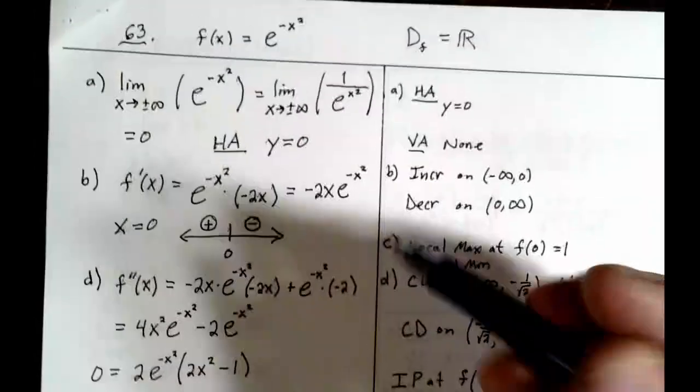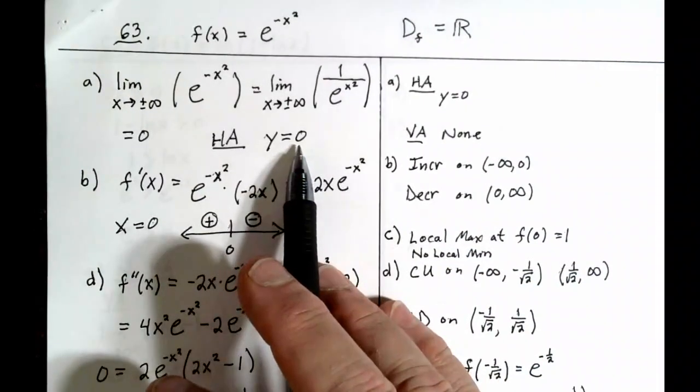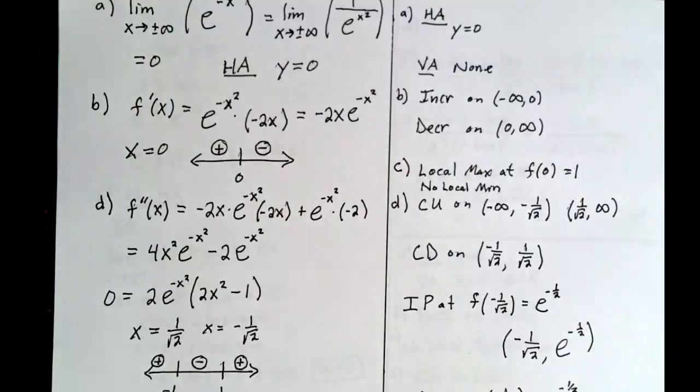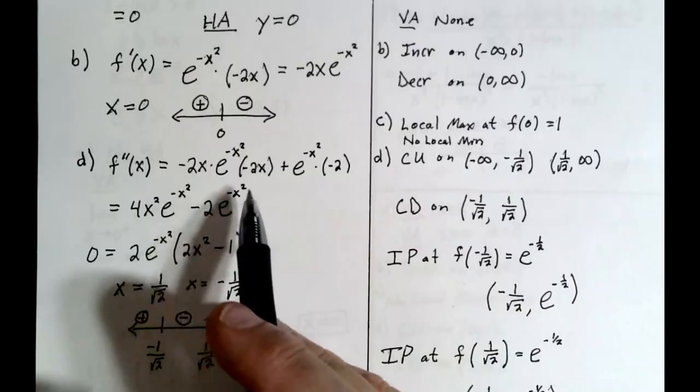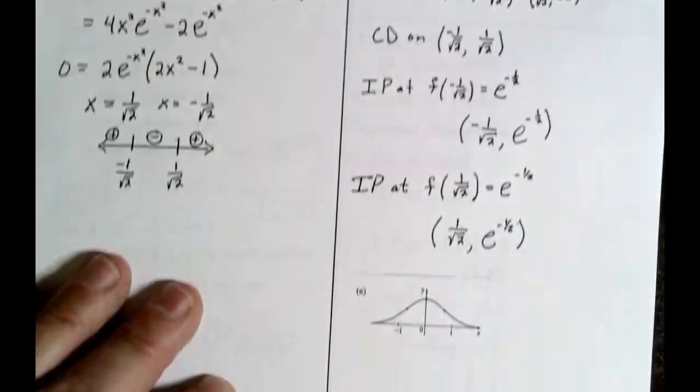63. Again, they want you to check for asymptotes. You find a horizontal asymptote at y equals 0. There's no vertical asymptote. First and second derivative test, and you get your answers here.